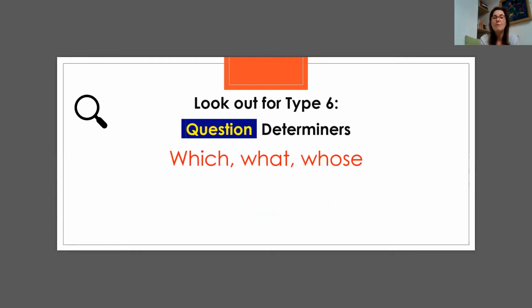Look out for type number 6. These are the question determiners, and they include these words: which, what, and whose. You can see that they're questions. They begin with the WH, don't they? So to put it in the example of the cat: which cat, what cat, whose cat. So it still tells you which cat is being spoken about.